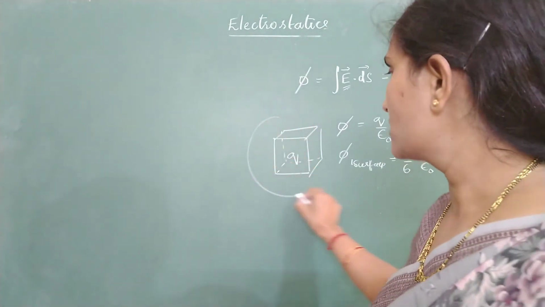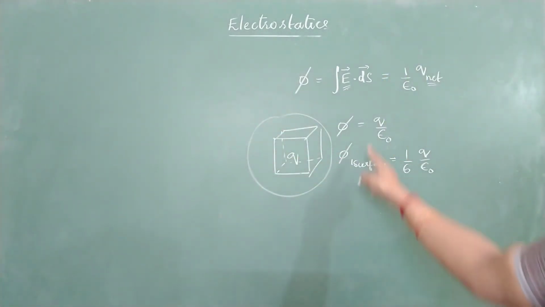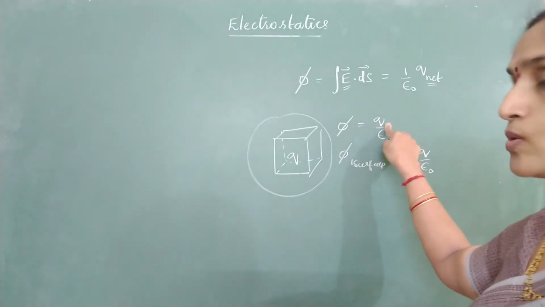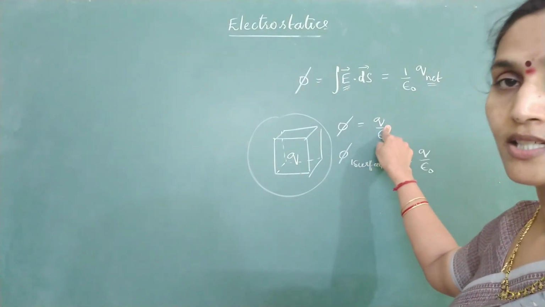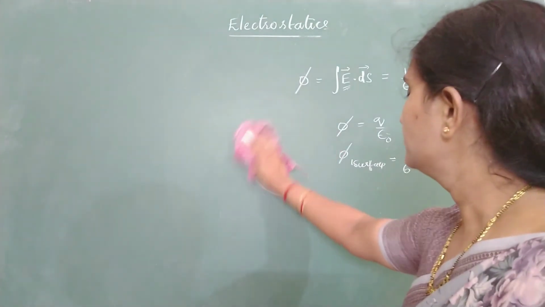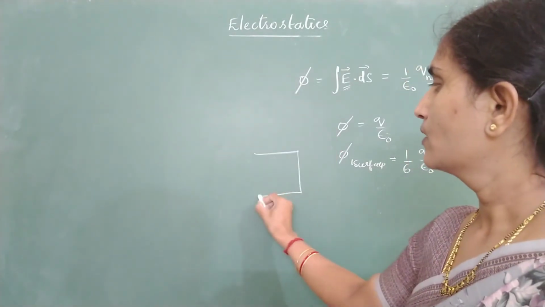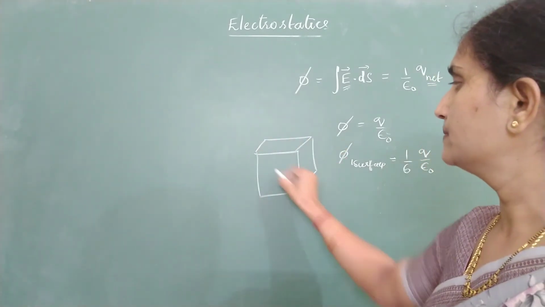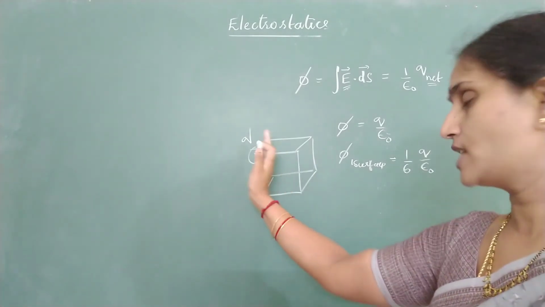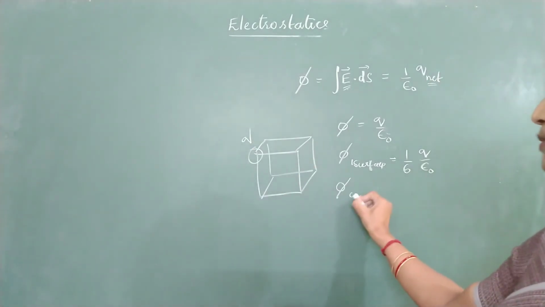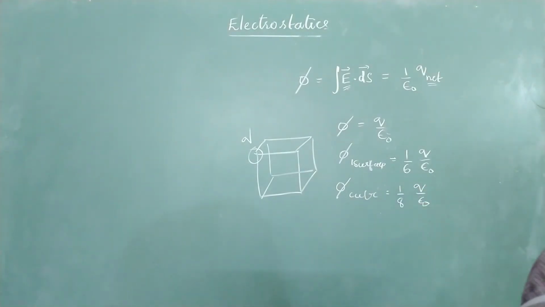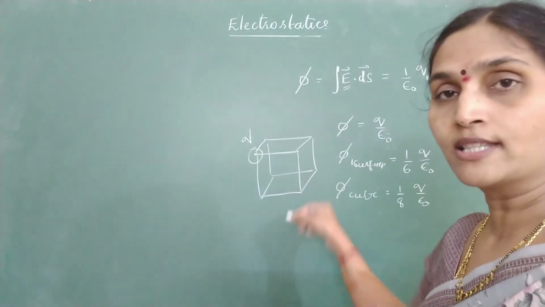If this cube is replaced with a sphere, will there be any change in the flux? No. Gauss law flux depends only on the charge enclosed, not on the size and shape of the Gaussian surface. Then if the charge is at the vertex of a cube, what is the flux passing through the cube? If you have the charge q at the vertex, then only 1/8 of the charge is inside. Flux through the cube, all surfaces, is 1/8 times q by epsilon naught. Flux through only one surface?